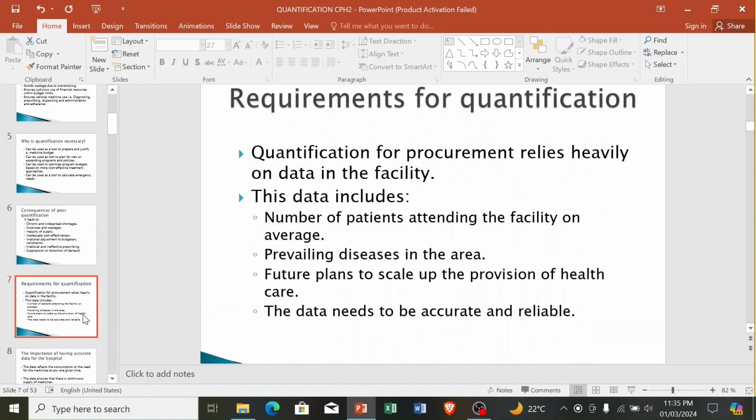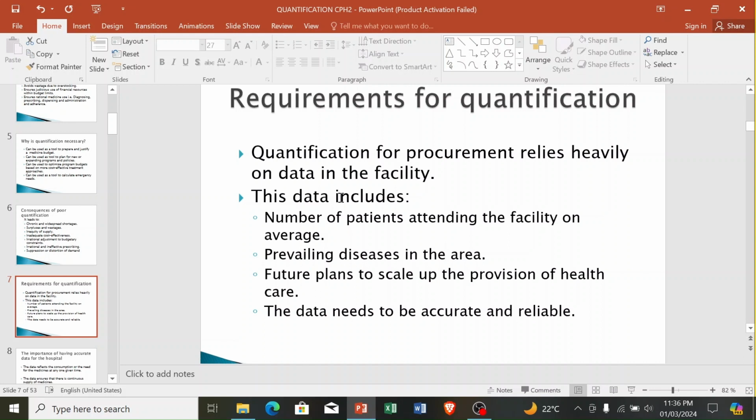We have looked at the consequences, we have looked at the importance or advantages of carrying out quantification, or why it is necessary. So let us look at requirements for quantification. What are the things that we need to keep in mind when we are estimating the quantities of the selected medicines and medicine supplies? Quantification for procurement relies heavily on data in the facility. This data includes the number of patients attending the facility on average, the prevailing diseases in the area, and the future plans to scale up the provision of healthcare.